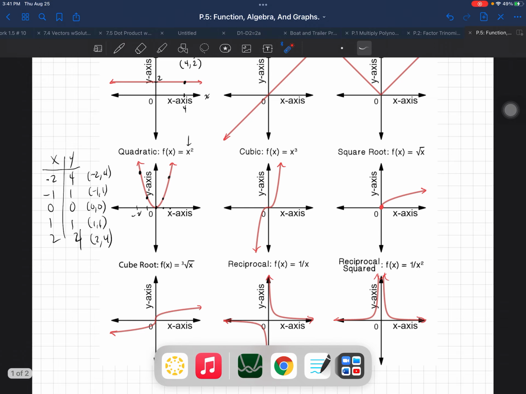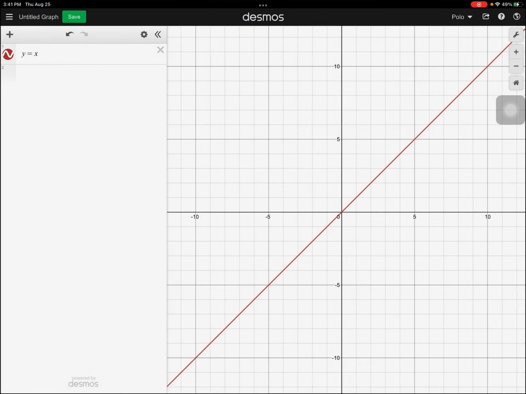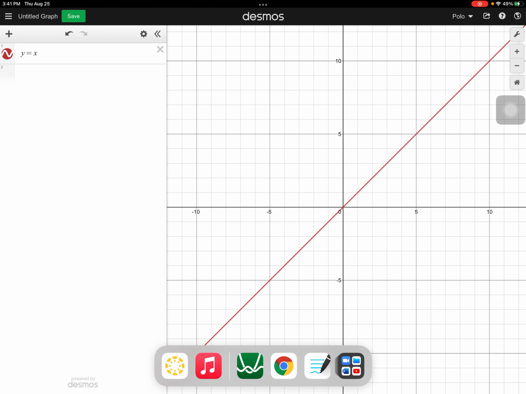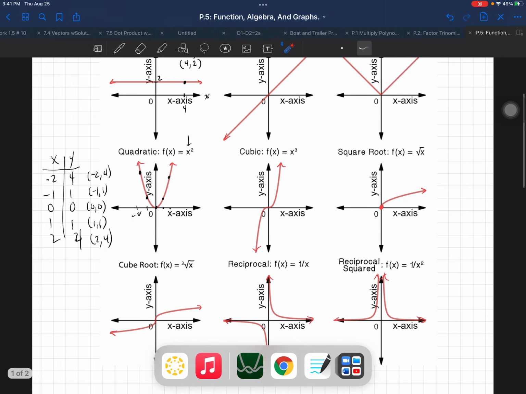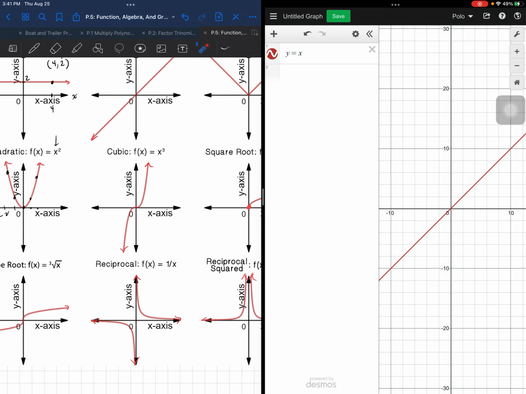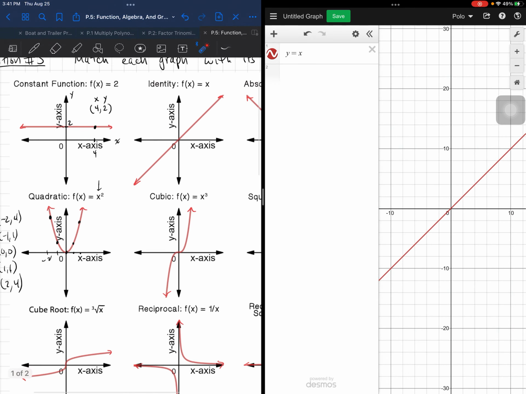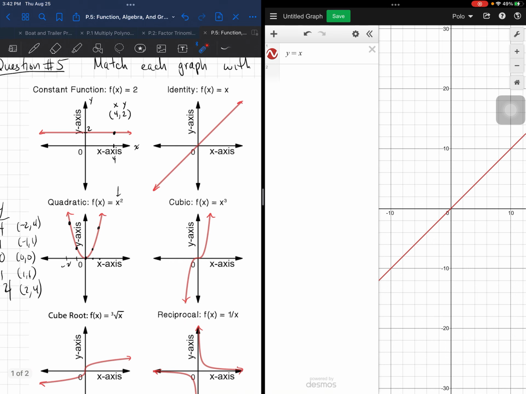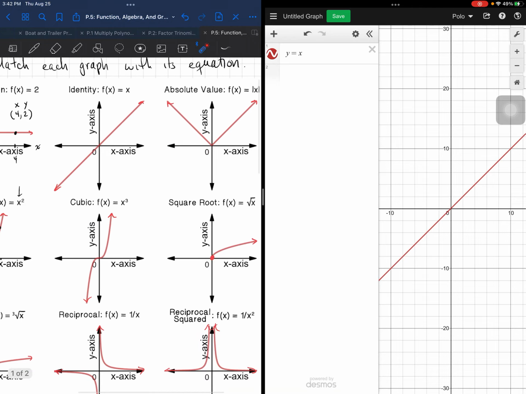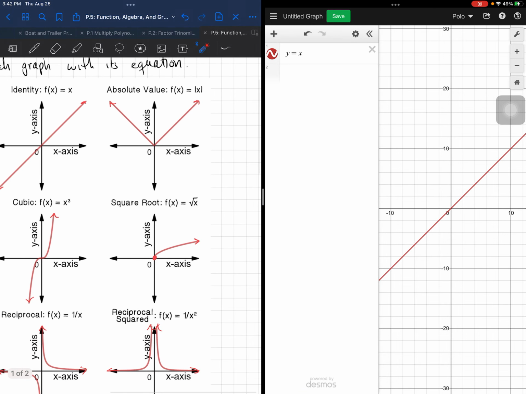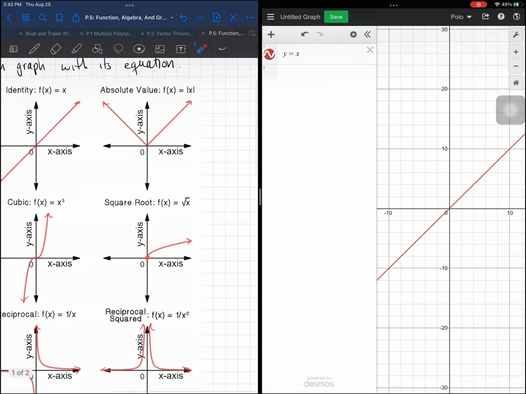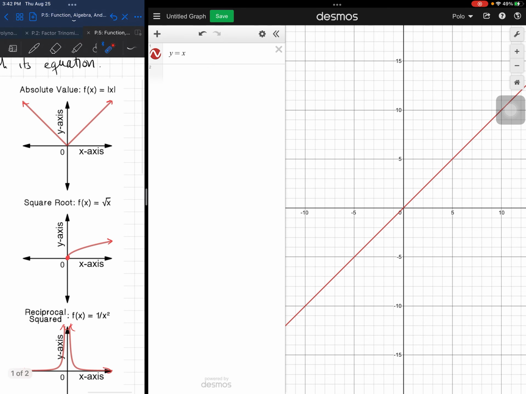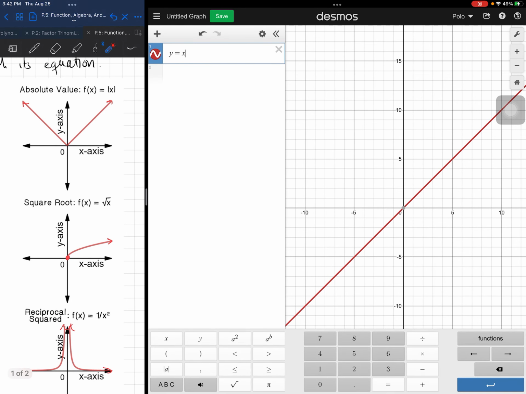All right, so let's jump into Desmos, and let me bring it out here, and let me have both of them at the same time. All right, so what we're gonna do is mess around with these, and let's focus on the absolute value first. So let's just do the absolute value. I'm gonna minimize this a little bit. Here we go. All right, so how are we gonna type that in?